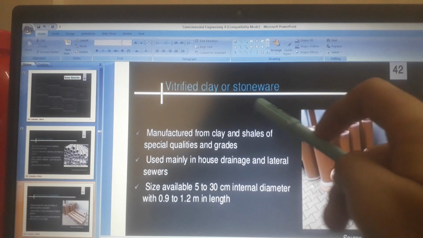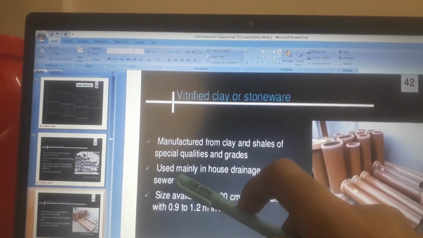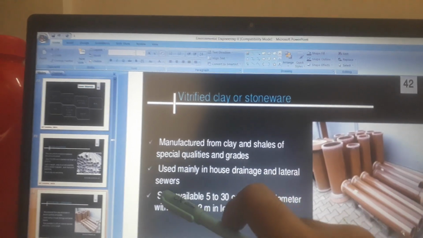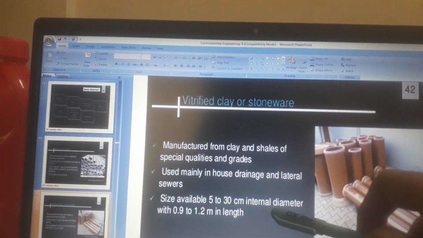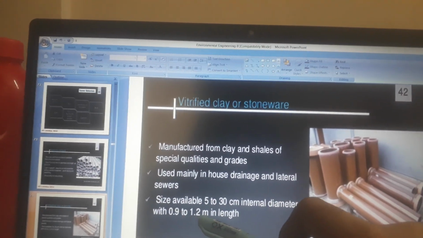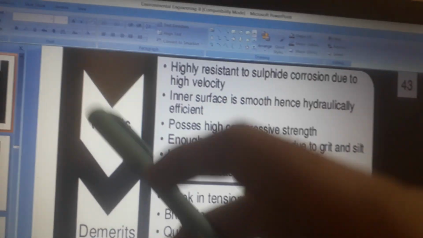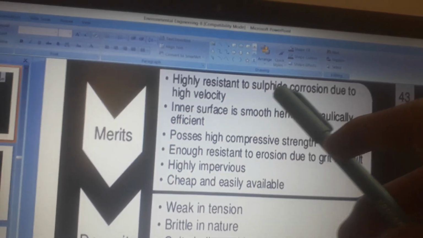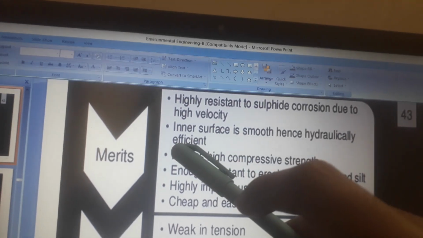Vitrified clay or stoneware, manufactured from clay and shales of special qualities and grades. Used mainly in house drainage and lateral sewers. Size available 5 to 330 cm internal diameter with 0.9 to 1.2 meters in length. Merits: highly resistant to sulfide corrosion due to high velocity. Inner surface is smooth, hence hydraulically efficient.